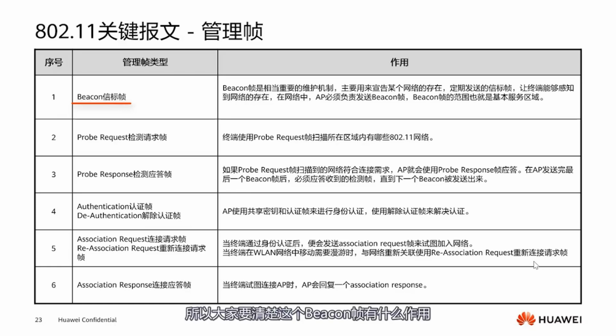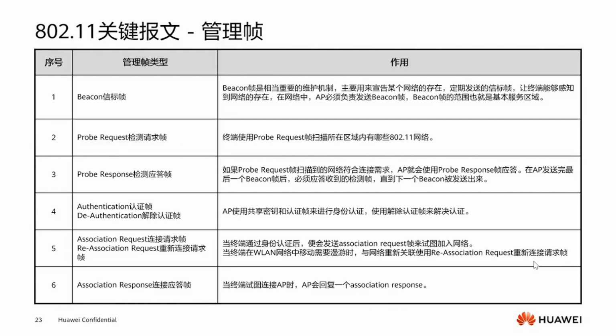The second is the probe request frame. Probe request, our terminal, also known as STA station, uses the probe request frame to scan for various SSIDs around, to see the different 802.11 networks available, such as employee and Huawei guest. When scanning, we can see which of these two networks, such as employee and Huawei guest, we can connect to.